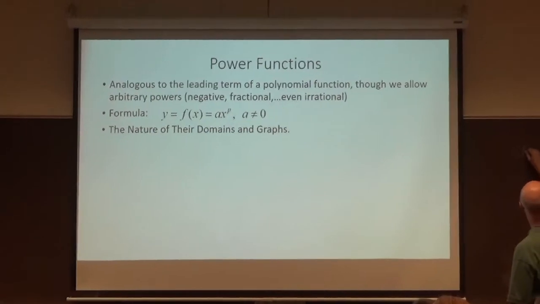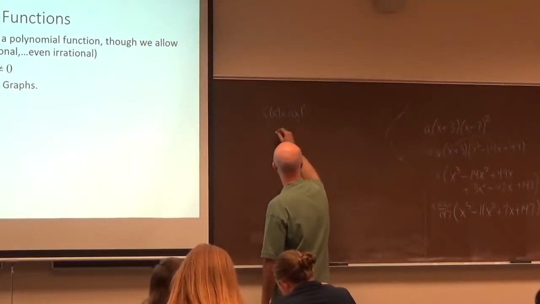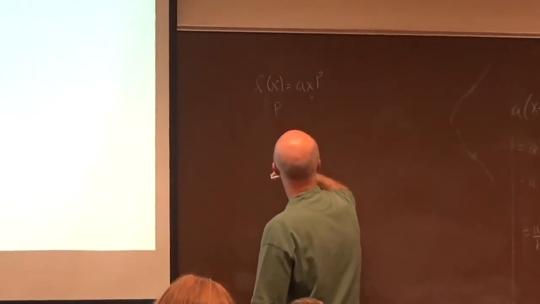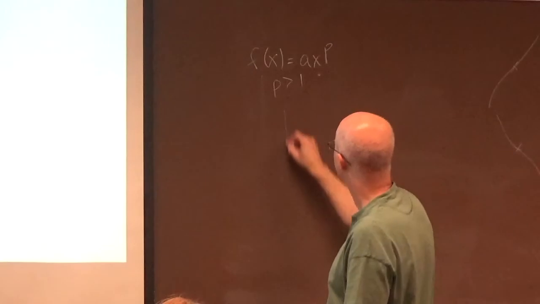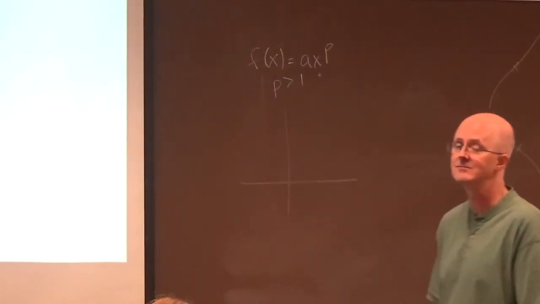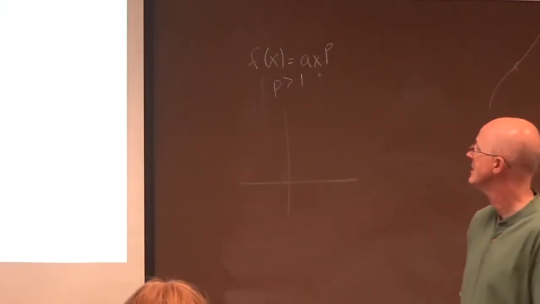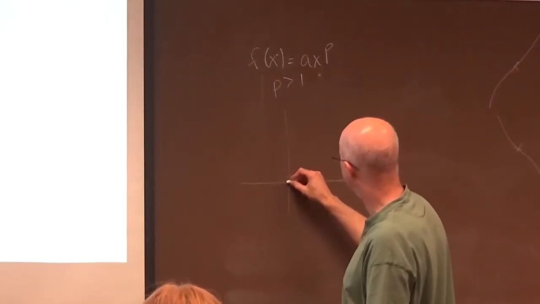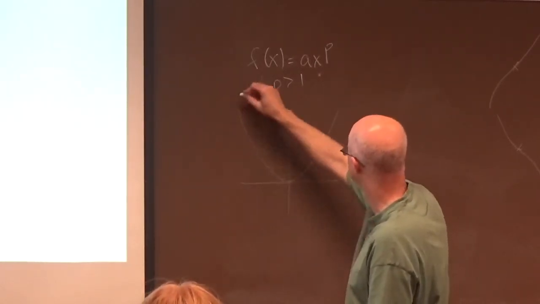If you're talking about f of x equals a times x to the p, where say p is bigger than 1, the graph, if p is a whole number, will surely be defined everywhere and basically look similar to x squared or x cubed.